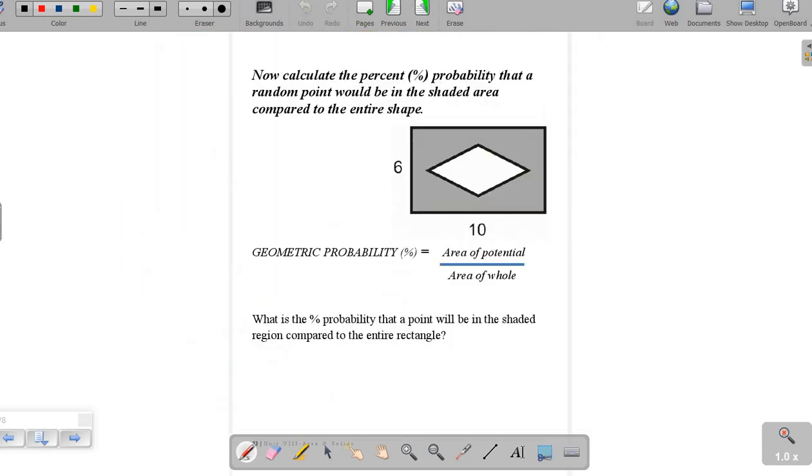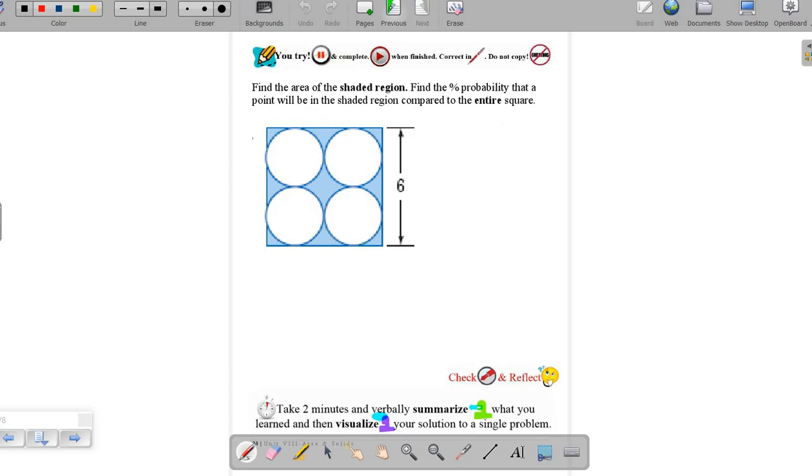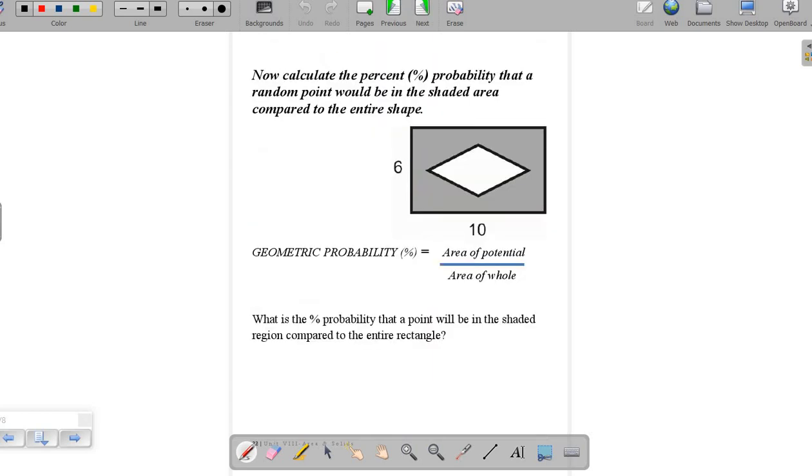That's called negative space. Now I'm going to introduce one final thing here called probability. Calculate the percent probability that a random point will be in the shaded area, so somewhere in the shaded area, compared to the entire shape. This is called geometric probability.